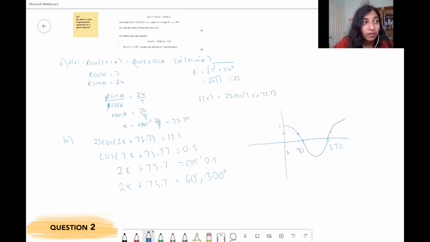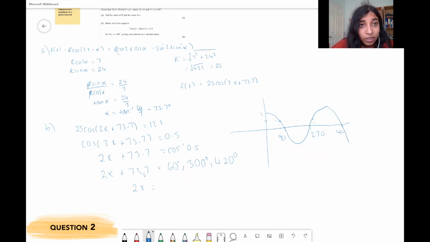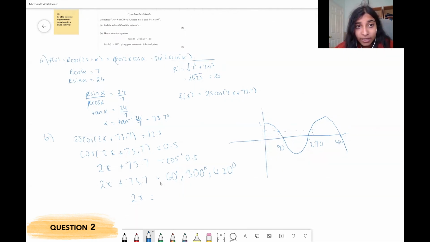And let's see if we can do more, because we might have another solution that might come in handy. If we bring the graph down, then the other time it will cross would be at 450. So now if we do 450 minus 30, we'd get another solution of 420 degrees. So now we want to write 2x is equal to all of these minus 73.7. For the first one, you would get a negative value, so we can just ignore that because we only want it to be between 0 and 180.